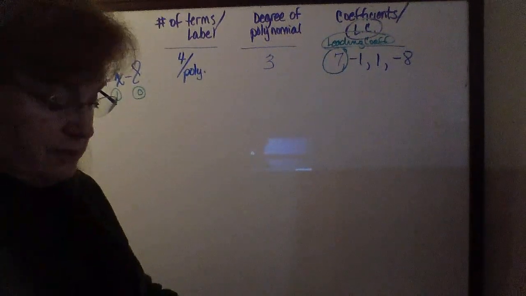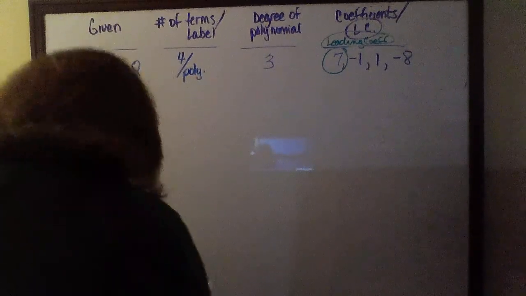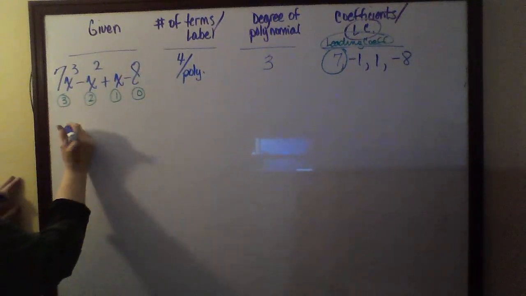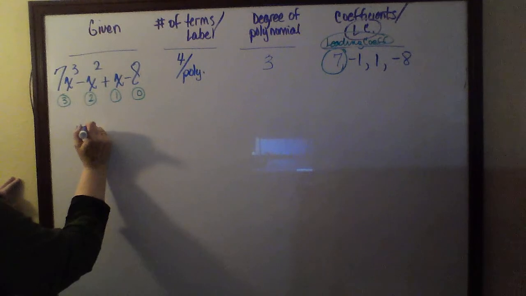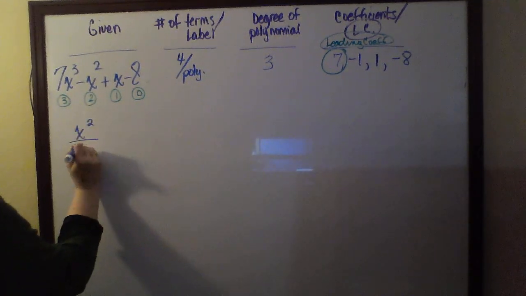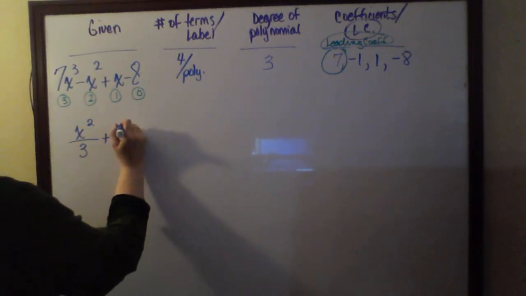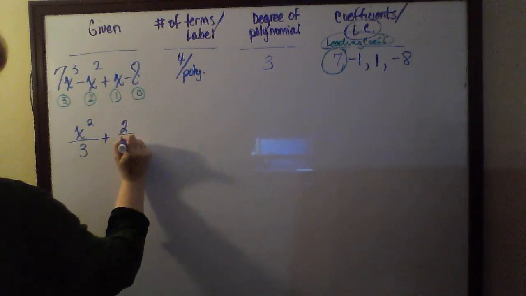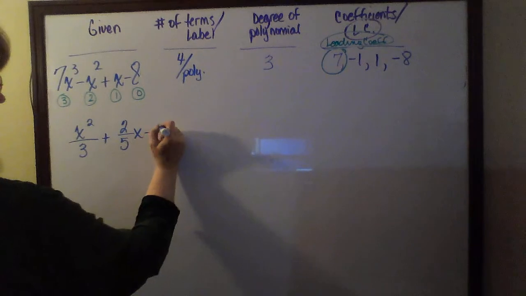Okay? So let's do another example. So let's do x squared over 3 plus 2/5 x minus.